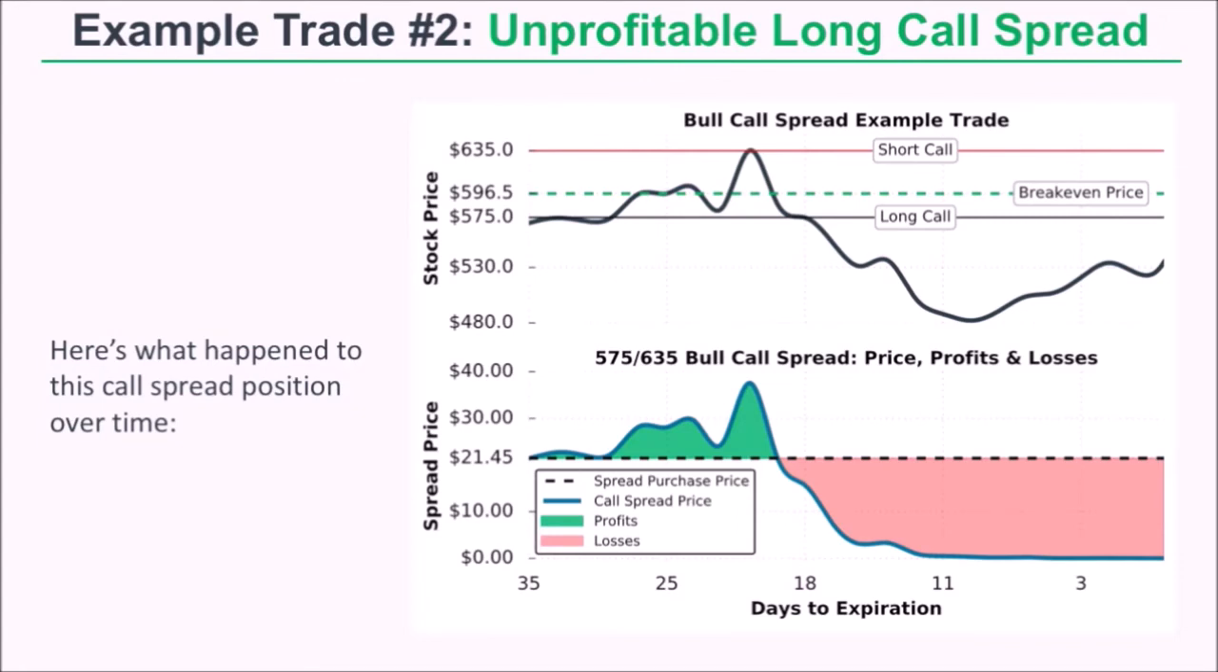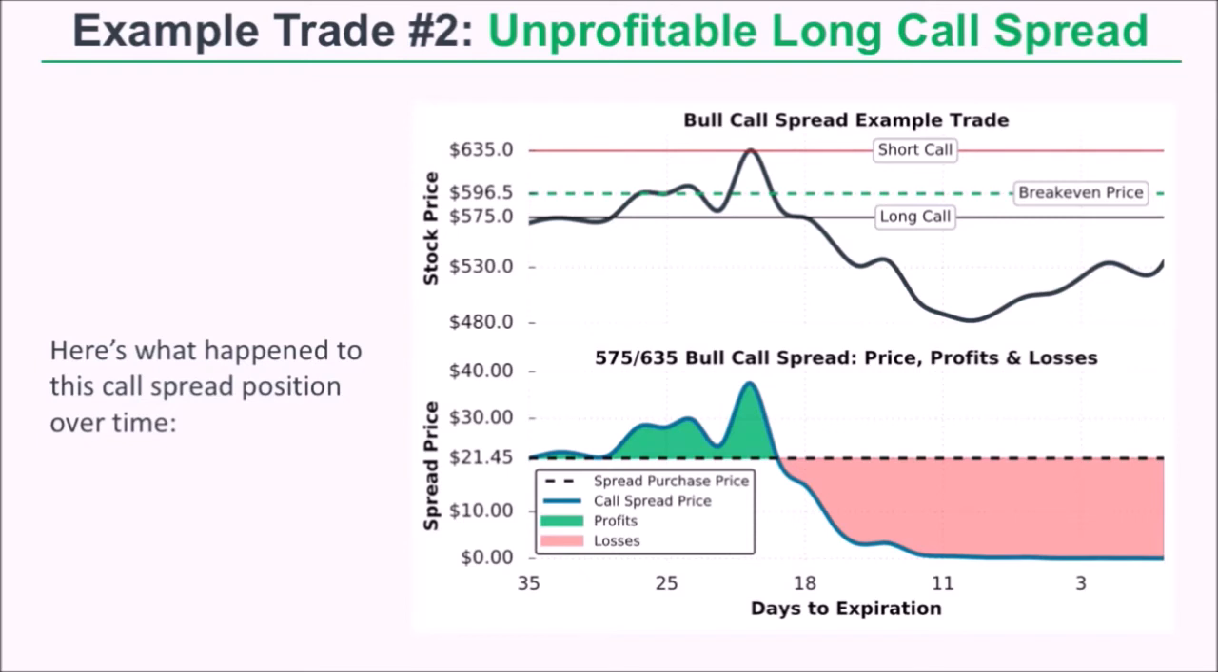So as we can see here, the stock price actually did rise from 575 to 635, and at the same time the call spread's value rose from $21.45 right up to around $40. So there were significant profits on this long call spread when the stock price increased to $635. However, the stock price actually collapsed from $635 down to $480.